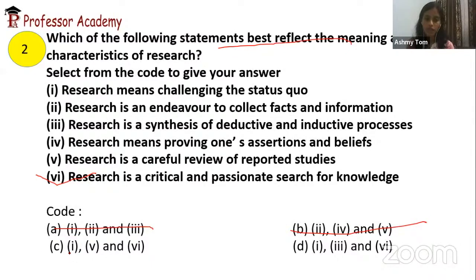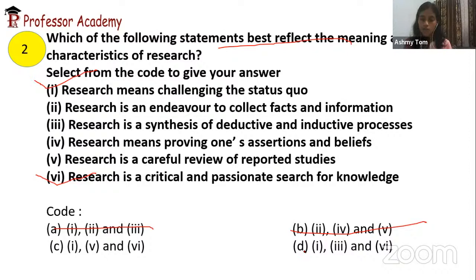So let's see 1, 5 and 6, which are held in option C. Option 1, research means challenging the status quo. Very true, because the existing knowledge is being challenged and putting more or additional information is the whole purpose of research. So definitely one will be accommodated in the characteristics and meaning of research. Then 5, research is a careful review of reported studies. That is something true, and we have to think more about it.